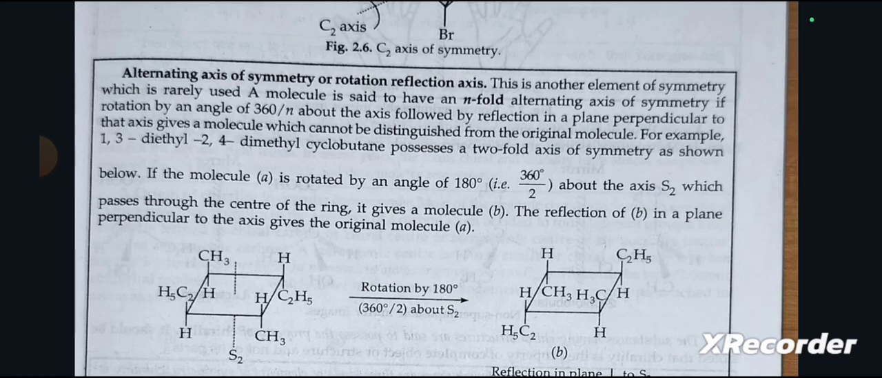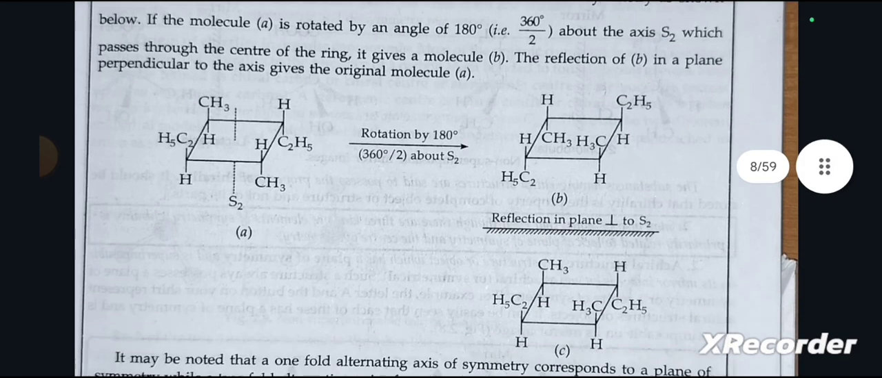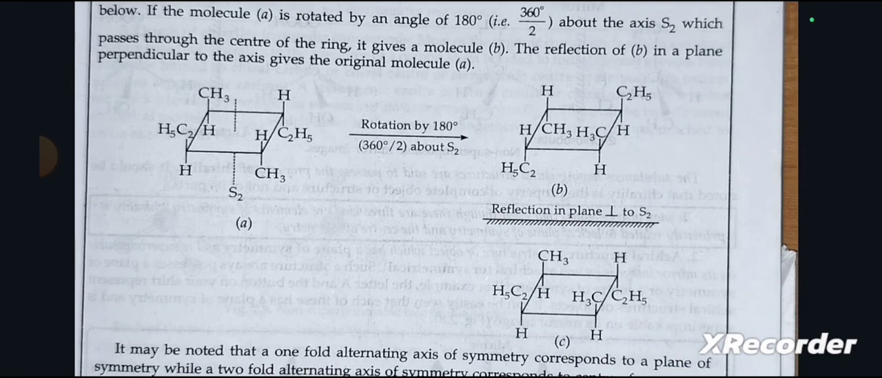For example, 1,3-diethyl-2,4-dimethyl cyclobutane possesses a two-fold axis of symmetry as shown below. If the molecule A is rotated by an angle of 180 degrees, that is 360 degrees by 2, about the axis S2 which passes through the center of the ring, it gives a molecule B. The reflection of B in a plane perpendicular to the axis gives the original molecule A.